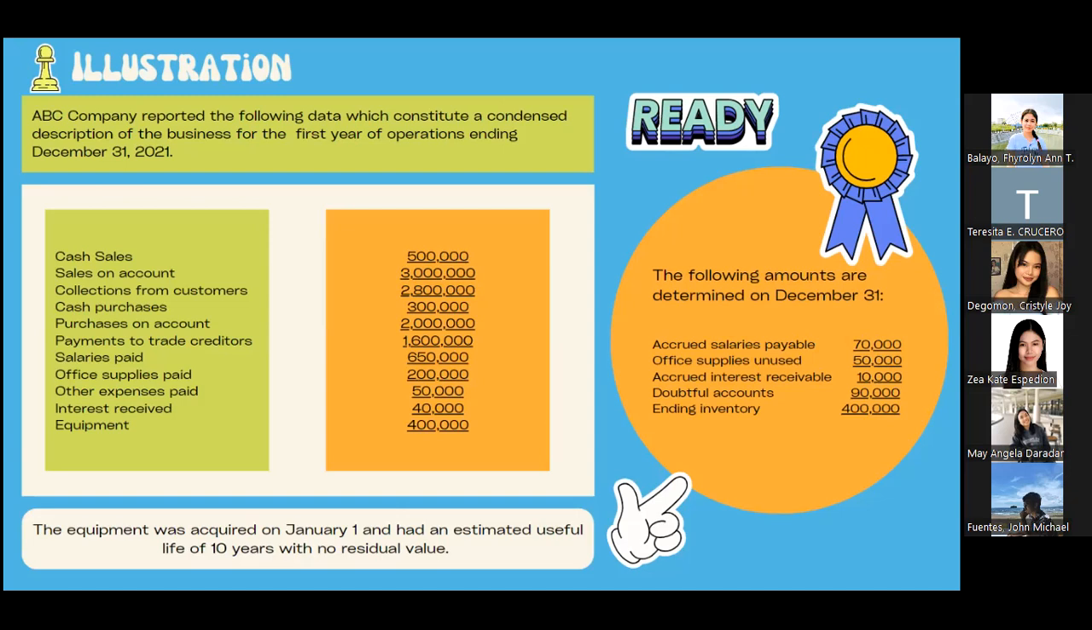The equipment was acquired on January 1 and had an estimated useful life of 10 years with no residual value. The following amounts are determined on December 31: accrued salaries payable 70,000, office supplies unused 50,000, accrued interest receivable 10,000, doubtful accounts 90,000, ending inventory 400,000.